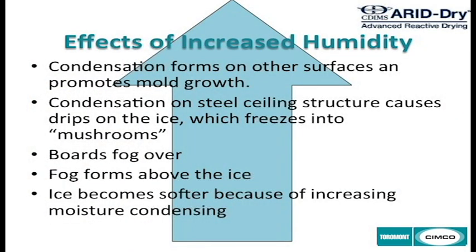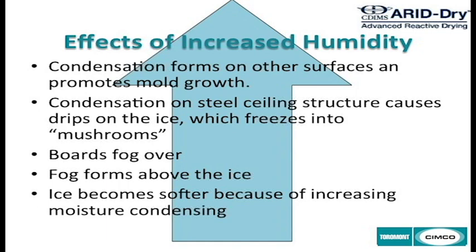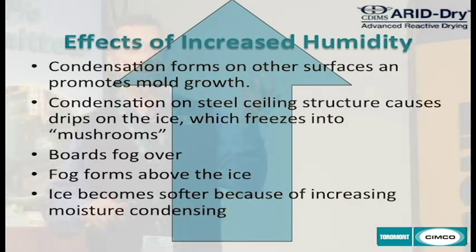One of the bigger ones is condensation, which can lead to mold. Black mold can be a real problem for your facility and can actually shut you down in some instances. This condensation also can cause problems at your ice surface, because often in these facilities you'll have structural steel members that cross over the top of the ice. The condensation forms on those members, drips down on your ice, and you end up with mushrooms.